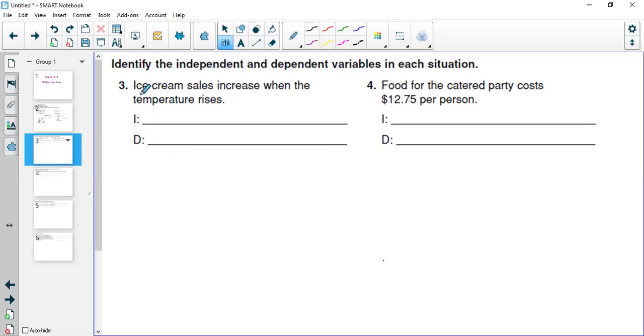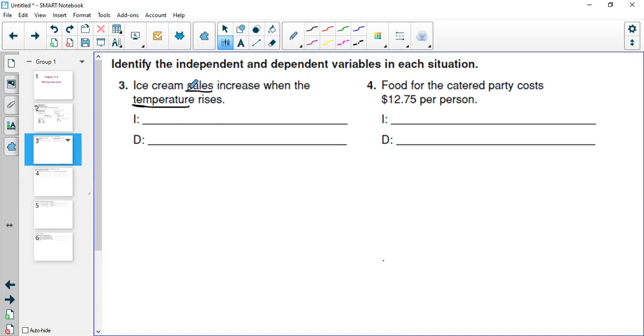So here the given situation is ice cream sales increase when the temperature rises. So what are the two things which could change here? And so the two things which could change is, one is the temperature, right? Because it can rise, it can go up, it can go down. So one is the temperature. And the next one is the sales, the ice cream sales, means how many ice creams they're selling. That can be more one day and less the other day.